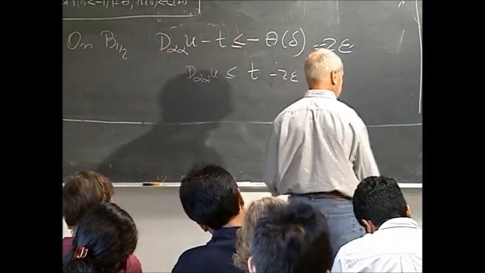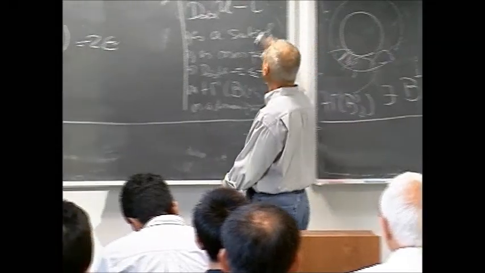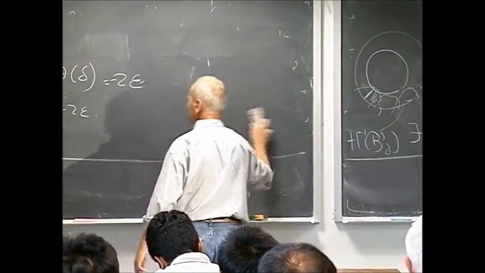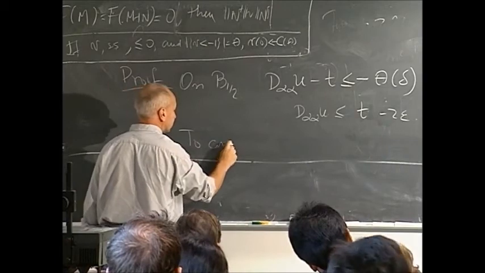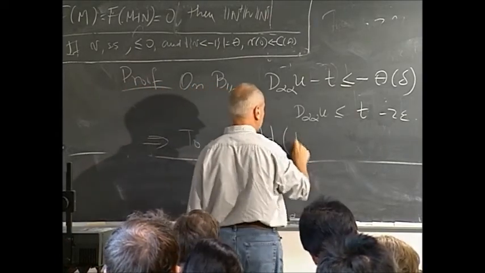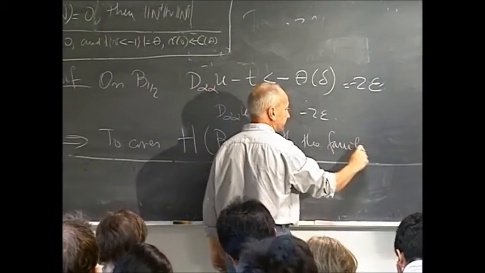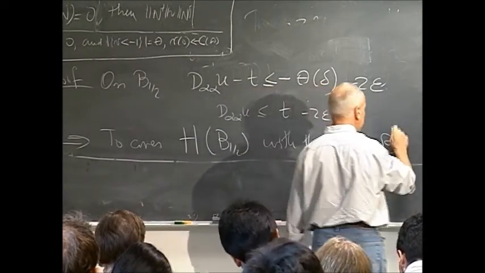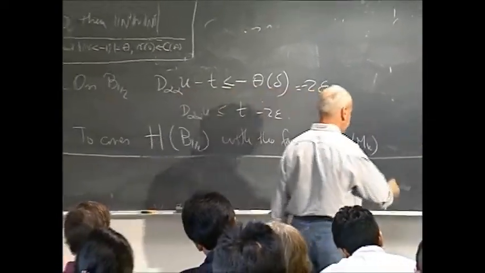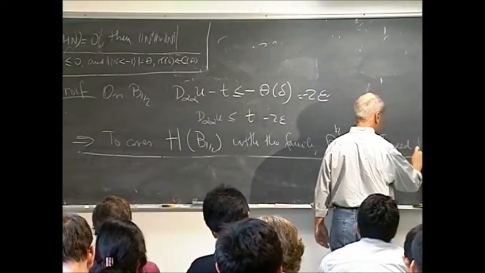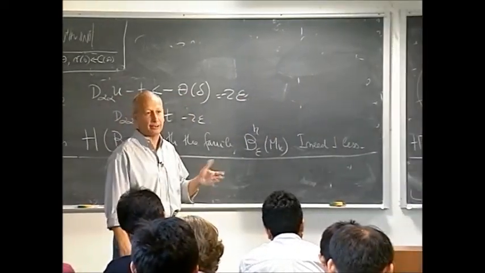Okay? So let me write that. This implies, to cover h of b 1/2 with the family b epsilon k of mk, right? I need one less. And remember, I made the argument using the diameter was bigger than 1/2, not that it was 1.